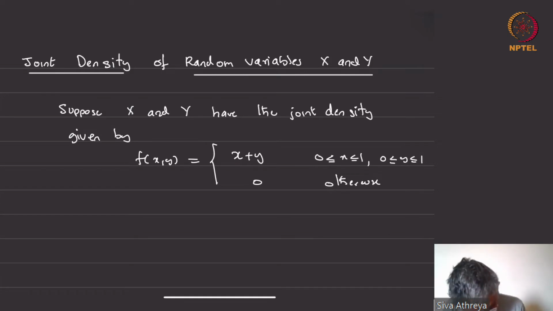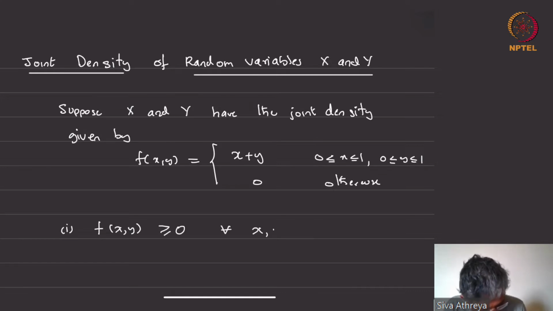So the first thing you verify is that f of x comma y is always going to be non-negative for all x and y in R2. Why is this the case? Because when x is between 0 and 1, x plus y is always non-negative because I'm adding two non-negative numbers. And otherwise it's always 0, so it's always bigger than or equal to 0. So the density function is always non-negative.